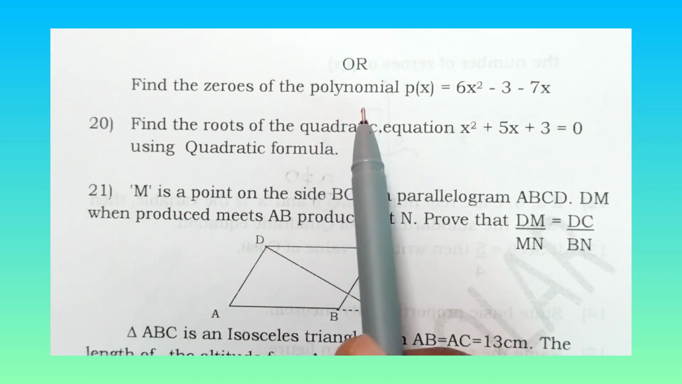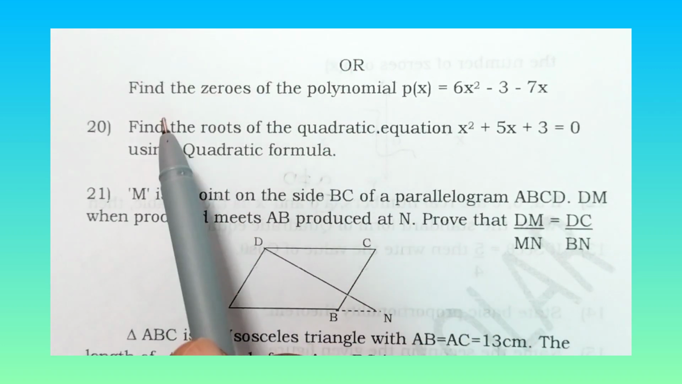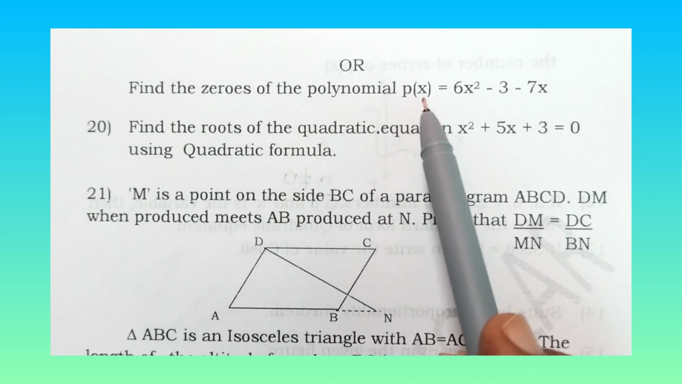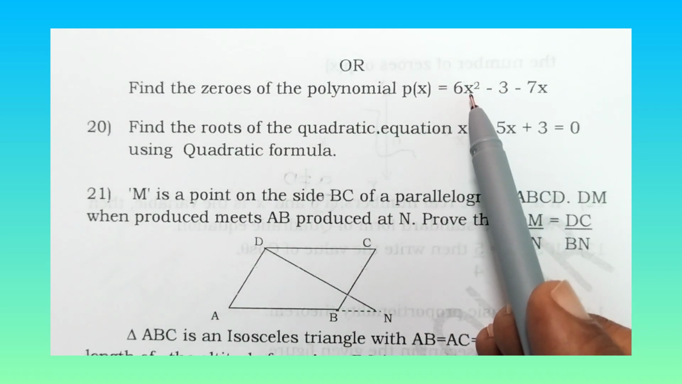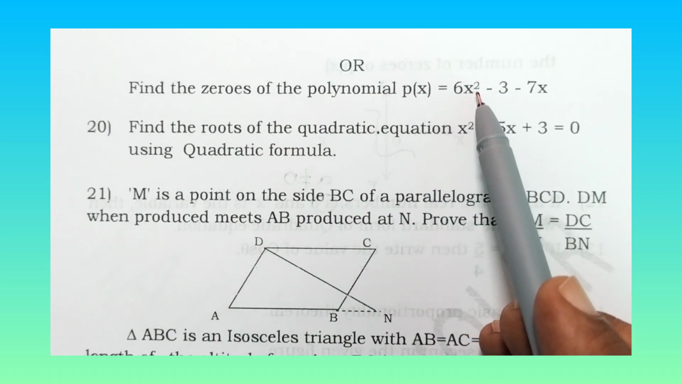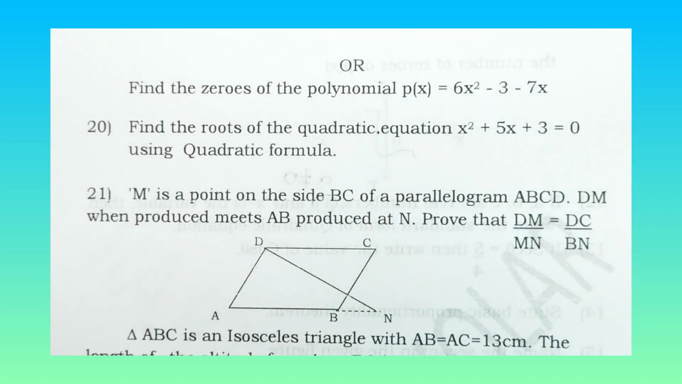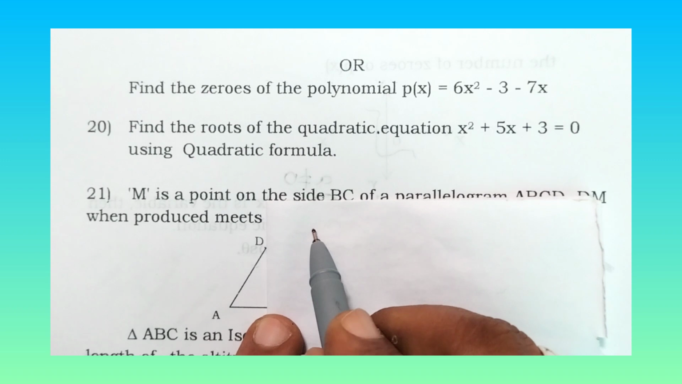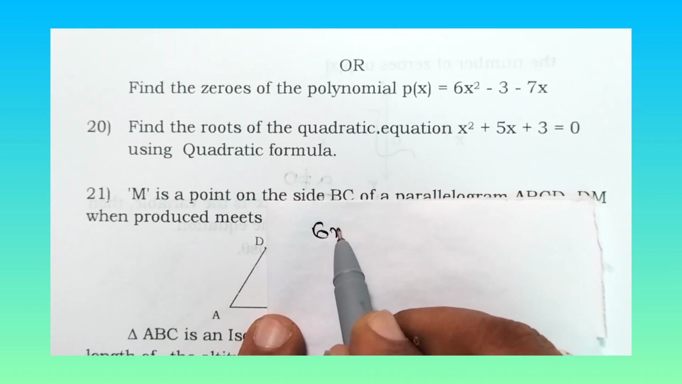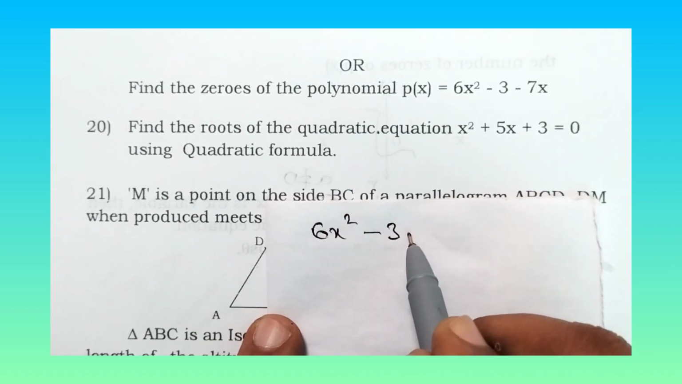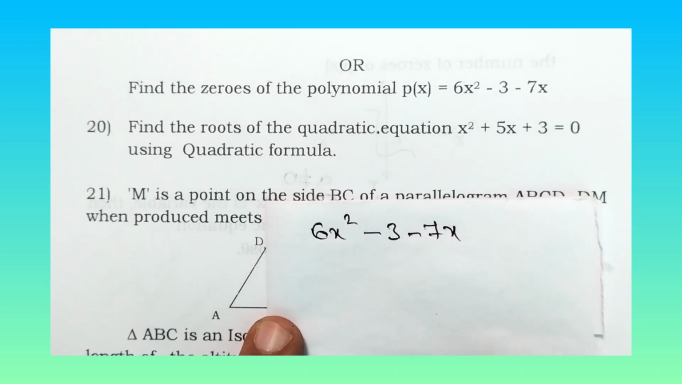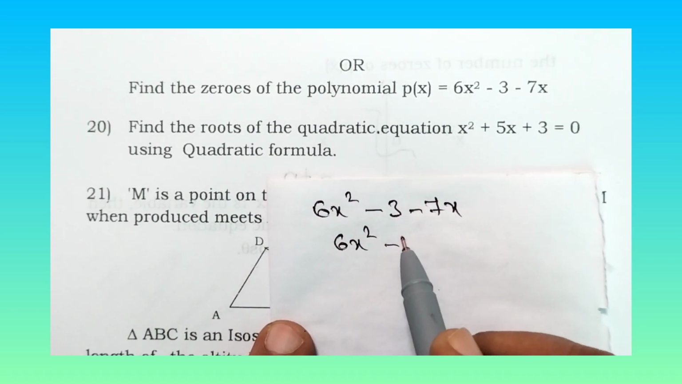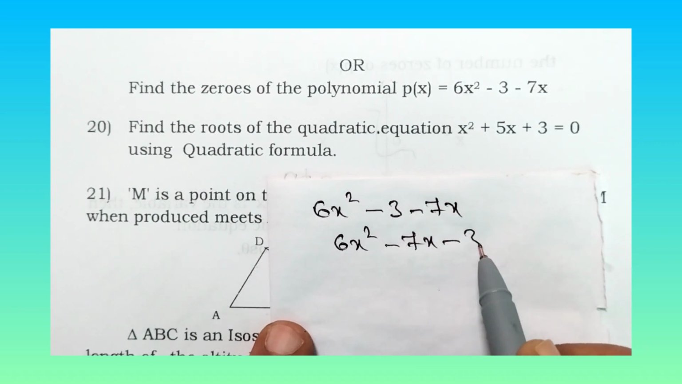Before going to the 20th question, in the 19th question only one internal choice question is there. Find the zeros of the polynomial p of x is equal to 6x square minus 3 minus 7x. So now let us find out the zeros of the polynomial. Write the power in the decreasing order: 6x square minus 7x minus 3.